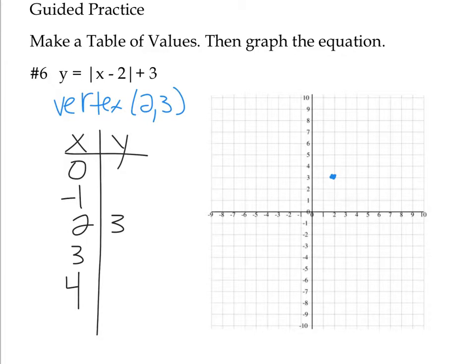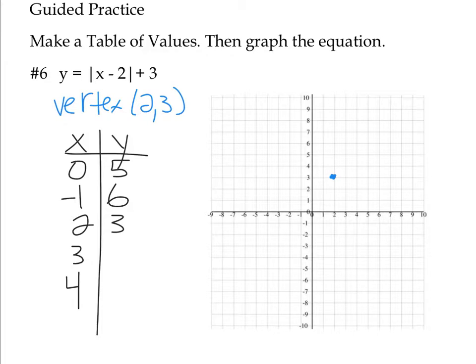If I put a 0 into this equation, 0 minus 2 is -2. The absolute value, that is 2, plus 3, I'll get 5 for a y value. When I put a -1 in, again, I'm plugging these into my equation, so I put in a -1, I'll get -1 minus 2. That's -3. The absolute value of that is 3, plus 3 is 6.